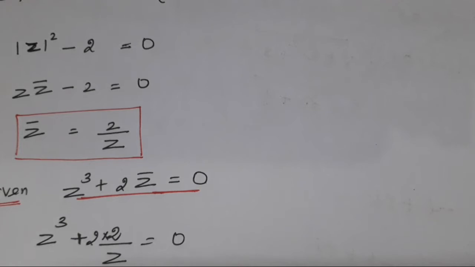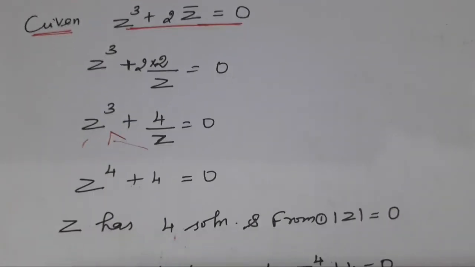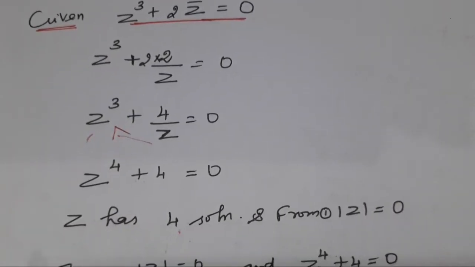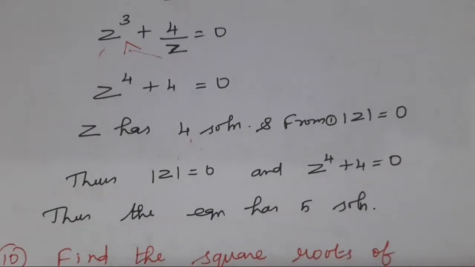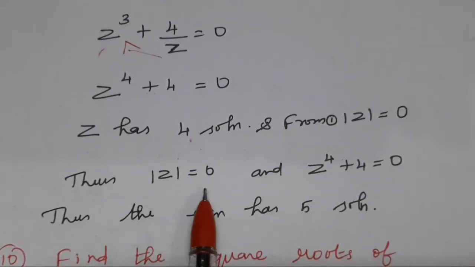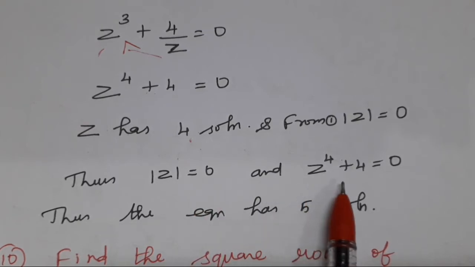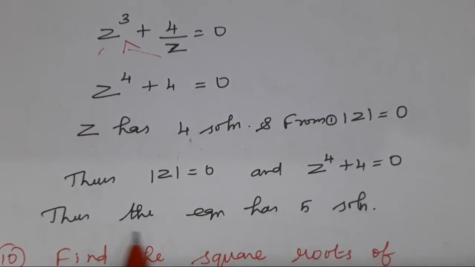After finding the z bar value, substitute in the given equation. From the given equation we get the 4 solutions, so z has 4 solutions. Already modulus of z equal to 0. Totally we get what? 5 solutions. This modulus of z equal to 0 and z power 4 plus 4 equal to 0. Totally the equation has 5 solutions.